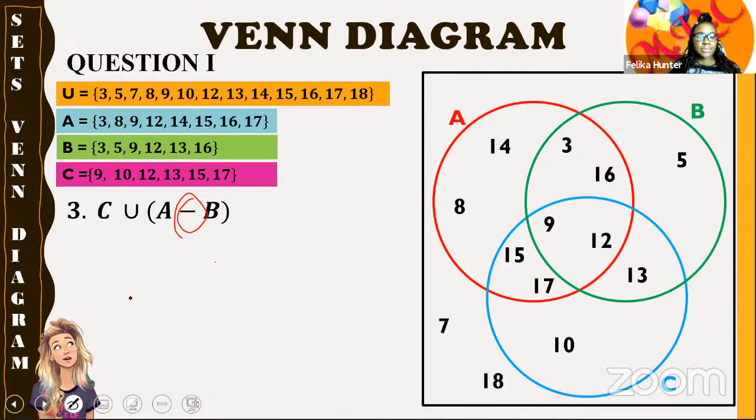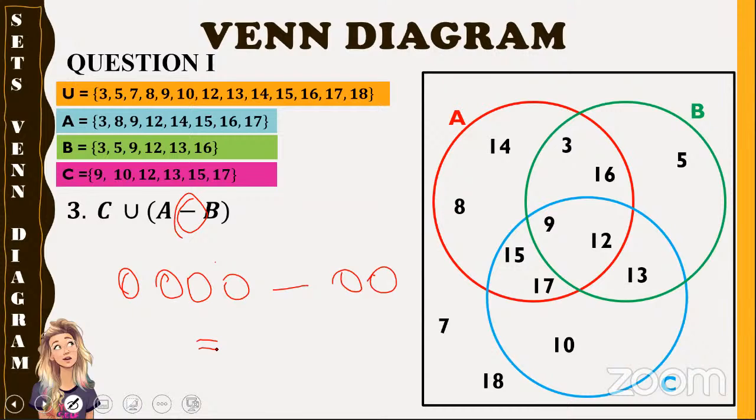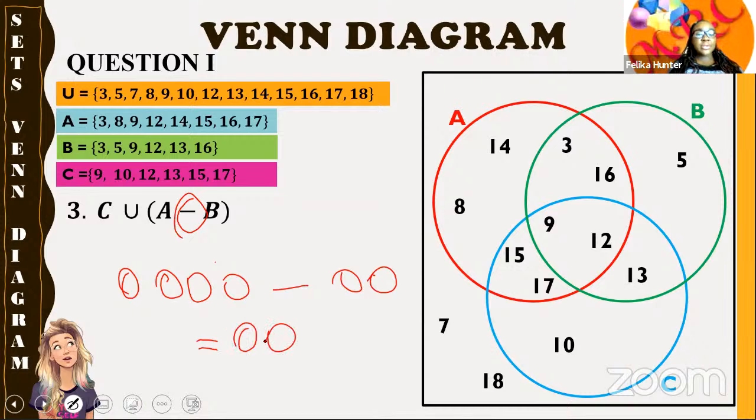Now, say I have 1, 2, 3, 4 balls minus 2 balls, what would be the answer? 2. So that's 1, 2. So I'm left with 2, right? So I take these 2 out of the 4. So I'm left with 2.